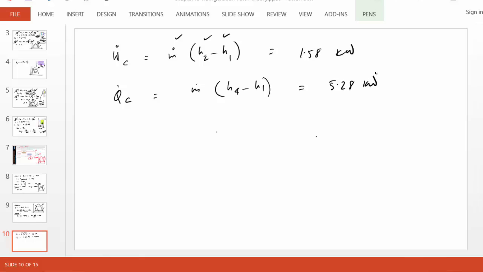Then if you divide that by 3.57, we get the value in tons of refrigeration, which turns out to be 1.5 ton. This 3.57 is just a conversion factor between ton and kilowatt. So therefore the COP of the refrigeration system, which is Q dot C by W dot C, turns out to be 3.33.